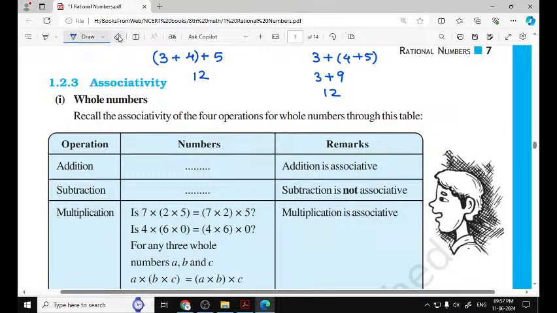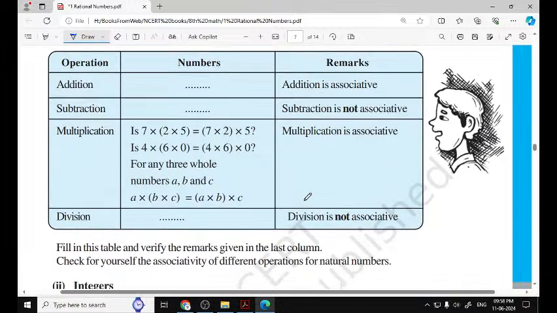But this is not true for subtraction. If we want to subtract these numbers by changing their grouping, this is -1 and -5, so the answer is -6, and here this is 3 minus -1, 4 minus 5 is -1, minus of minus becomes plus, and these answers are not equal. Therefore subtraction is not associative under whole numbers.